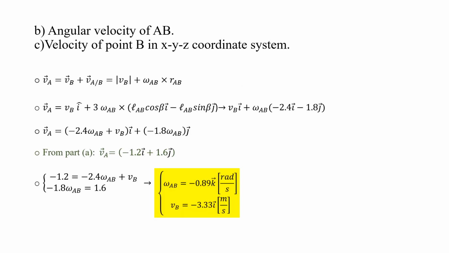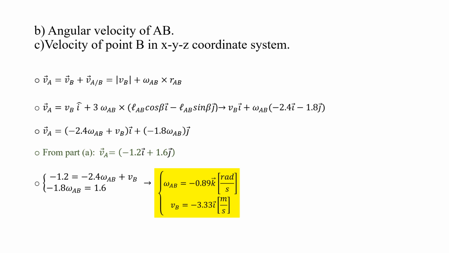So section 5. Now, for the angular velocity and velocity of point B in XYZ coordinates, you want omega AB and VB. You have velocity of A equals velocity B plus VA relative to B. VA relative to B is omega AB cross RAB. You can do all of the calculations. And again, I'm doing this as a vector solution here. You could do it geometrically. Substituting all the terms that I have, you end up with velocity of A, which is given as minus 2.4 omega AB plus VB i minus 1.8 omega AB j.